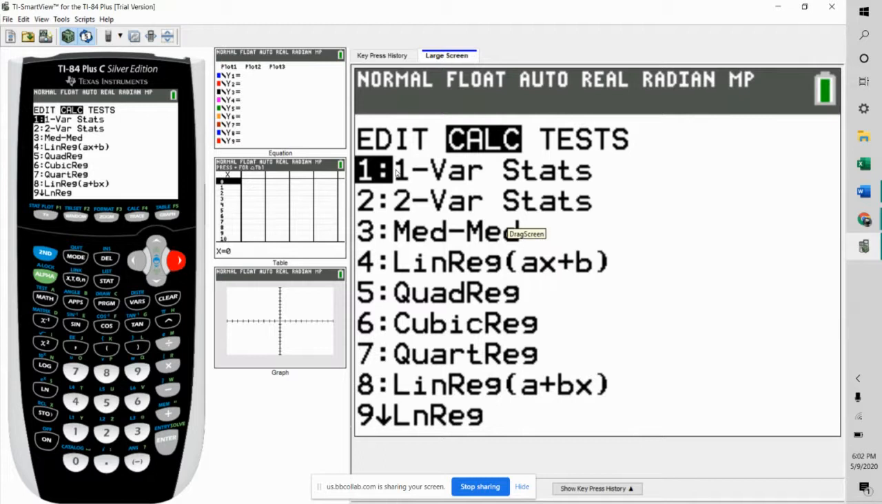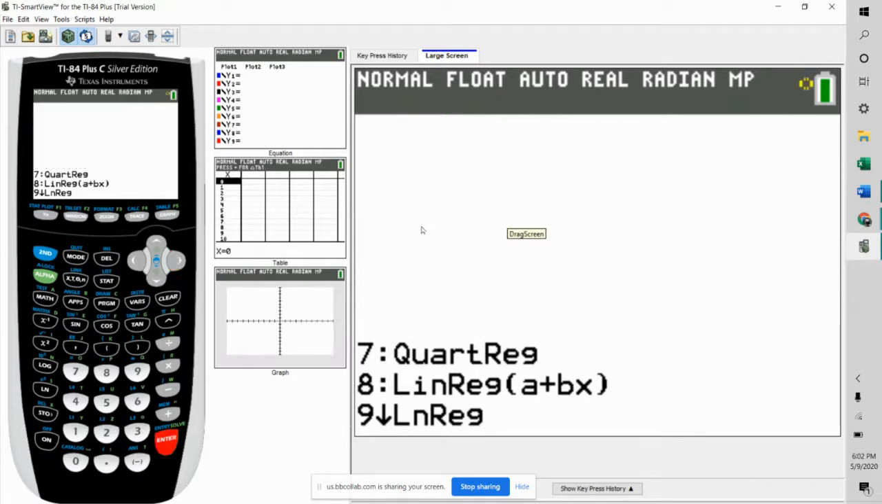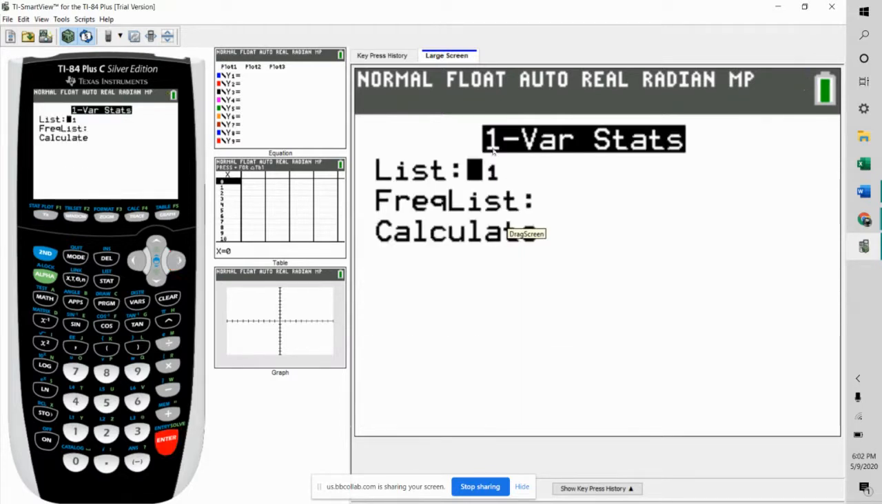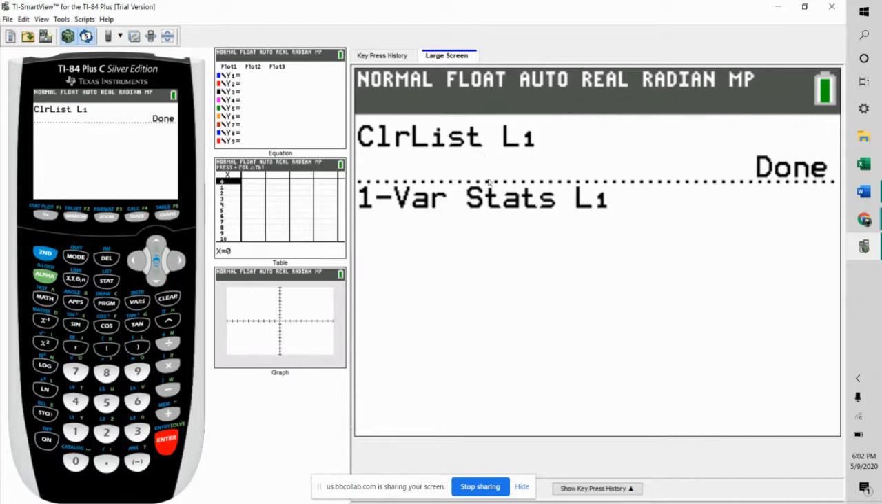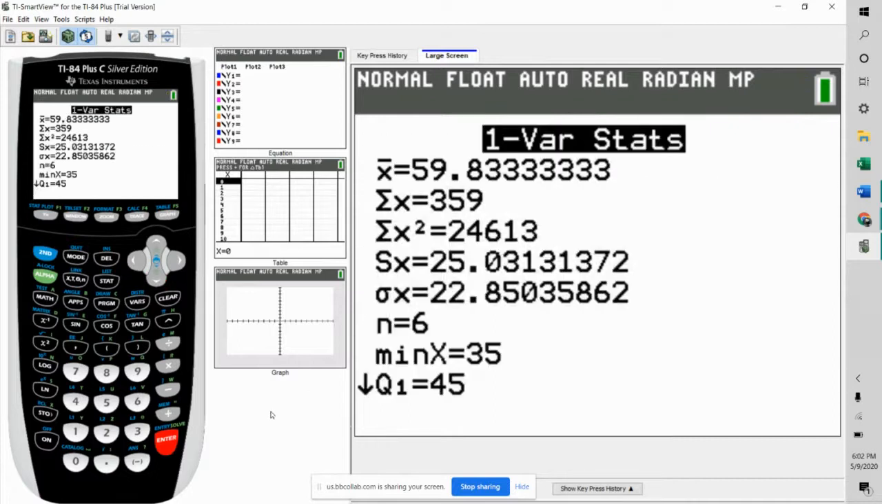If you have only one list, you use the first one. If you're doing two separate pieces of data, you'd use the second one. To use it, first you click on it and hit enter. Then you put what list it's on. Go down to calculate and hit enter. Now it has the mean. This is the numbers added together. This is square all the numbers and add them together.